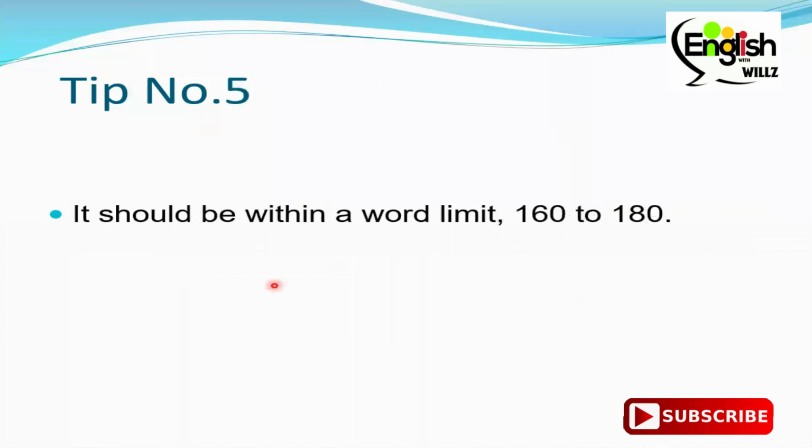Tip number 5 says, it should be written within a word limit. And what is the word limit of summary writing in O-level English? 160 to 180 words. It should not be less than 160 words, and should not be more than 180 words. Acha, less than 160 words, if it is 140, 150, it is okay, not that big a problem. If it is 190 or 200, it is still okay. But if it is 120 or 100 words, it is a problem. If it is 250, 220, 230, it is a problem. So try to be within the word limit.